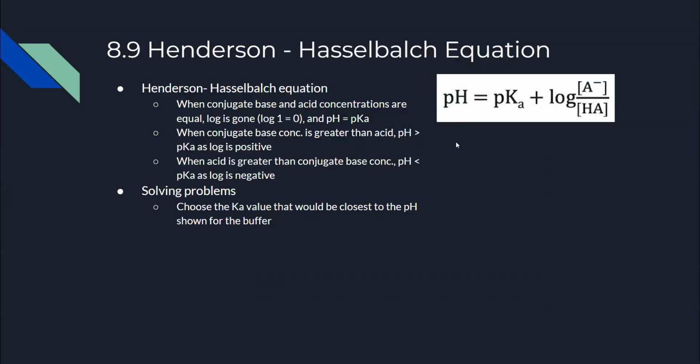8.9, the Henderson-Hasselbalch equation. You can use the Henderson-Hasselbalch equation to qualitatively and quantitatively analyze buffers. When the conjugate base and conjugate acid concentrations are equal, the log is zero, and so the pH will equal pKa. When the conjugate base concentration is greater than the acid, the pH is greater than pKa as the log is positive. When the acid is greater than the conjugate base concentration, pH is less than pKa as the log is negative. So for solving problems like this, you have to choose the Ka value that would be closest to the pH that's shown for the buffer, as some problems may give that.